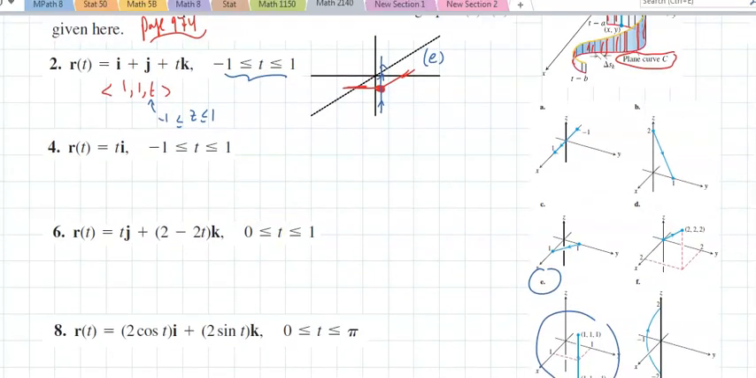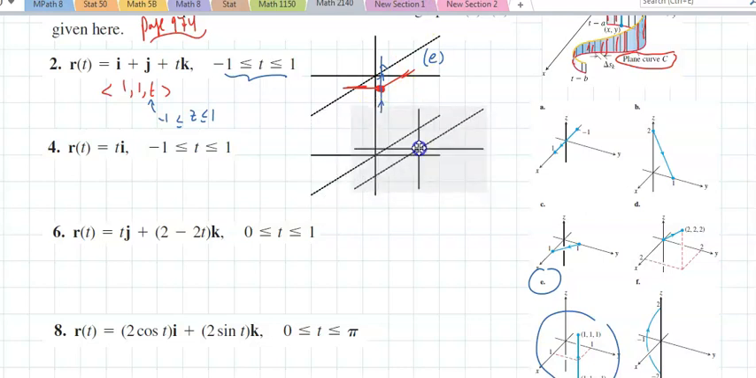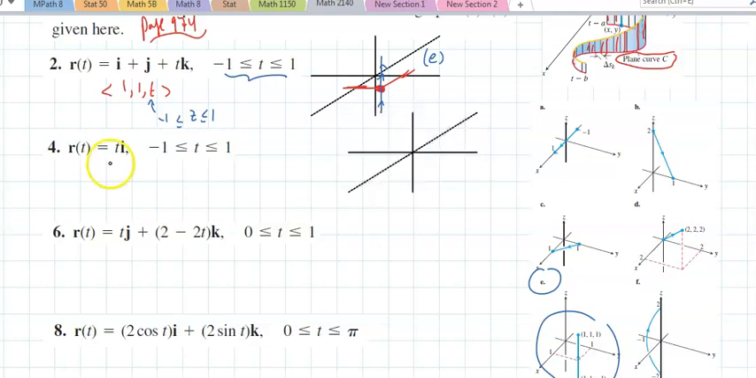Next, we're going to look at this, and this is t, 0, 0. There is no j, no k. Well, that means you are really not shifting left or right or up or down. You're stuck right there. But it seems the i component is running from -1 to 1. So you're really moving only in that direction. And if I glance at those, this matches A.